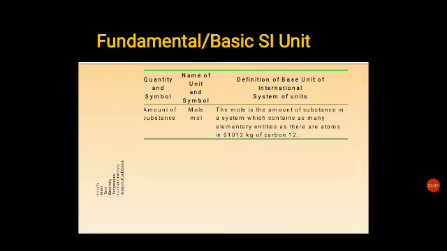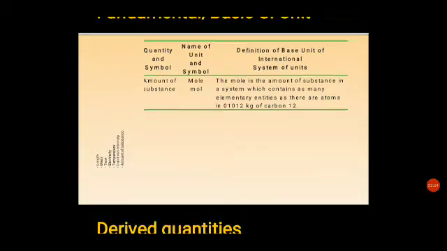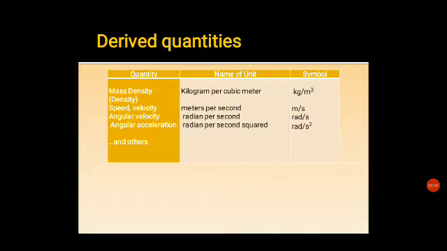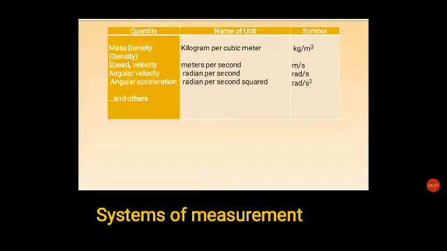Then we have the amount of substance in terms of mole, and this one is derived from the concept of carbon-12. Derived quantities are the quantities obtained by operations such as multiplication or division of the fundamental quantities. For example, velocity is the ratio between the distance, or the length, over time. That's why you have meter per second and so on.